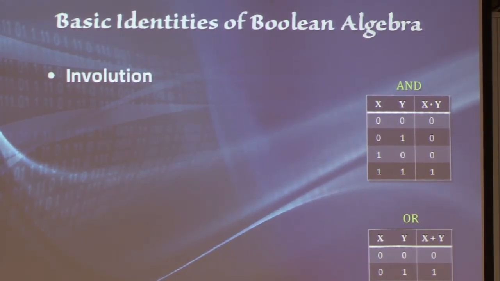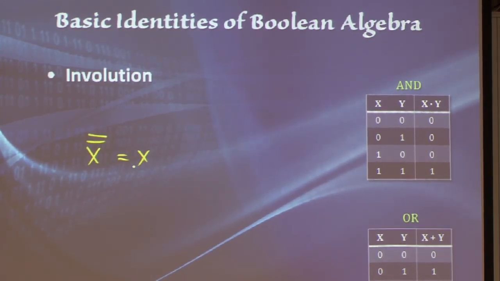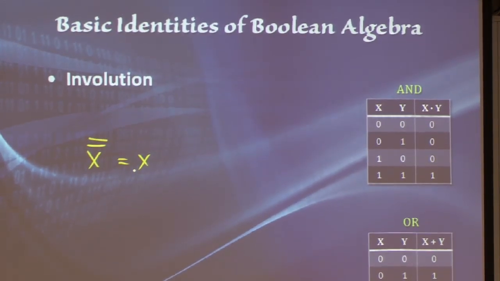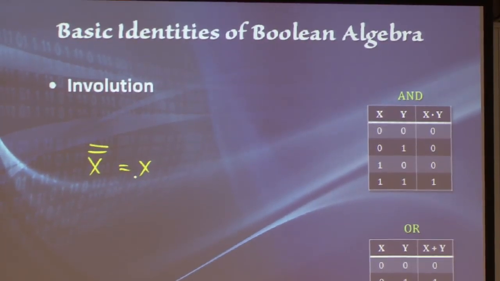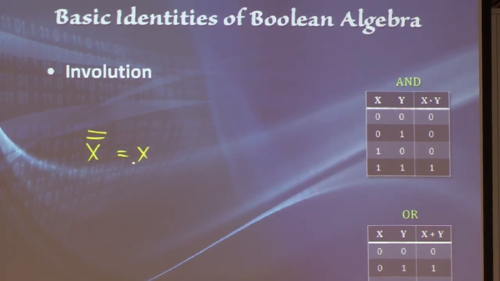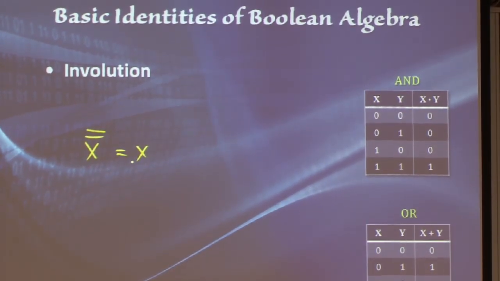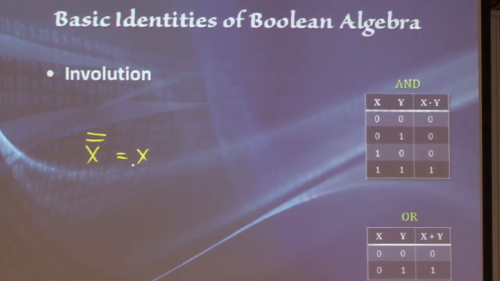Involution, I sort of showed it before, and it makes sense. Anything that's complemented twice will just return to be itself. So you take x, you complement it once, you get its complement. You complement it again, you get your original value. Because you really only have two values, 0 and 1, to go through. Does everything make sense so far?